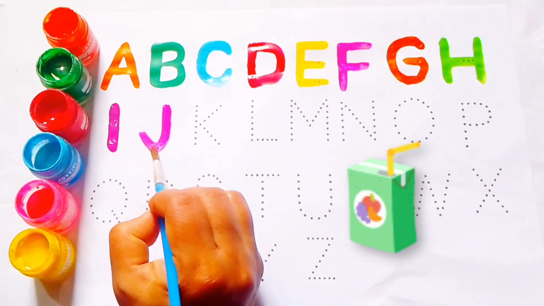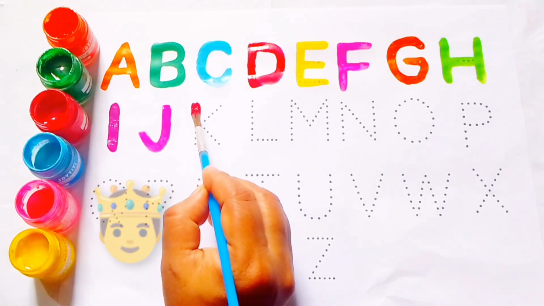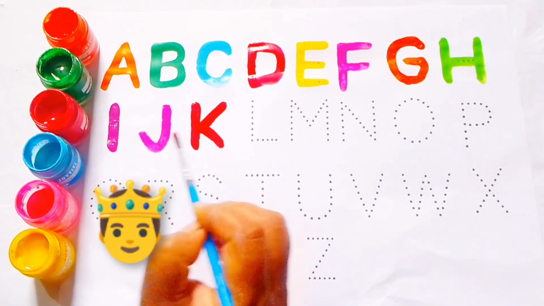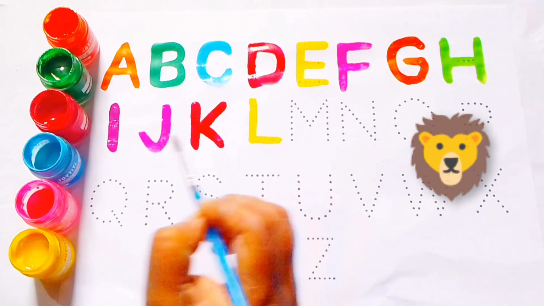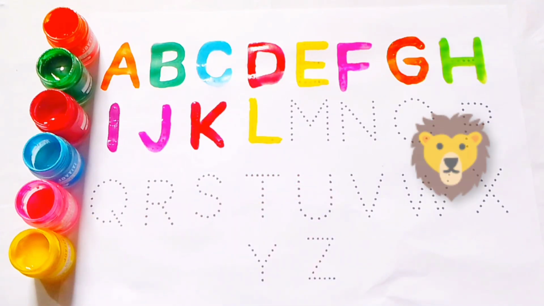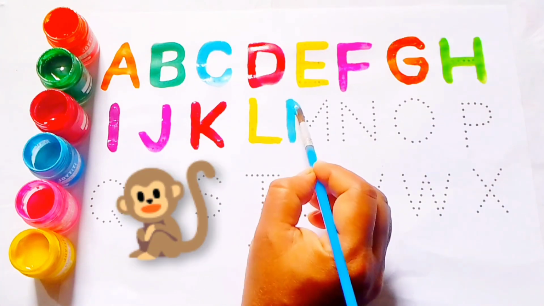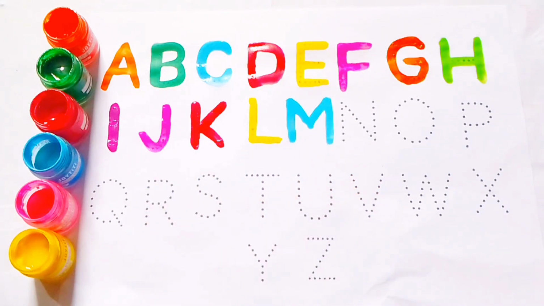J for juice, J for joker, J for jug. K for kite, K for king, K for key. L for lion, L for leaf, L for lemon. M for monkey, M for mango, M for moon.